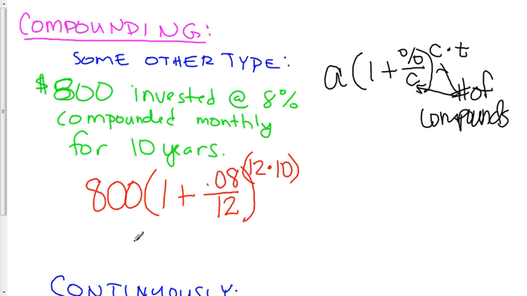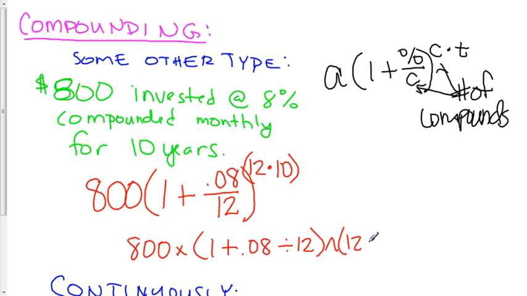So when you do this, it would be 800 times 1 plus 0.08 divided by 12 to the, and then 12 times 10. And that will get you $1,775.71. And so that is compounding monthly: 1 plus the percent divided by the number of compounds, to the compounds times the time.